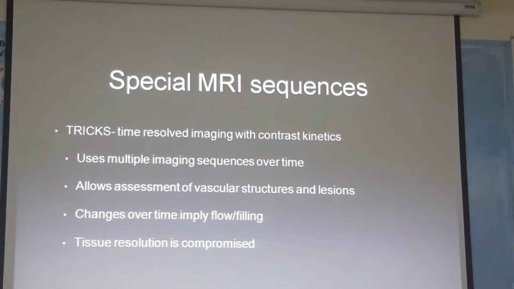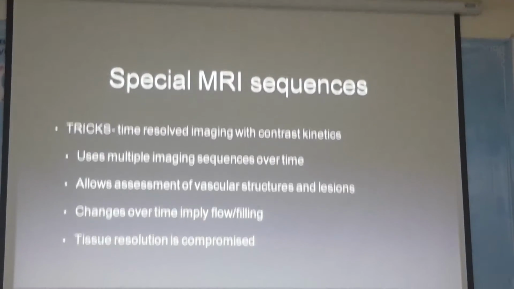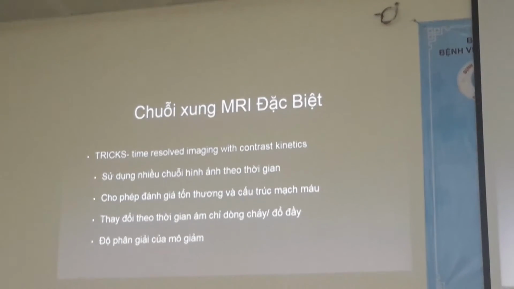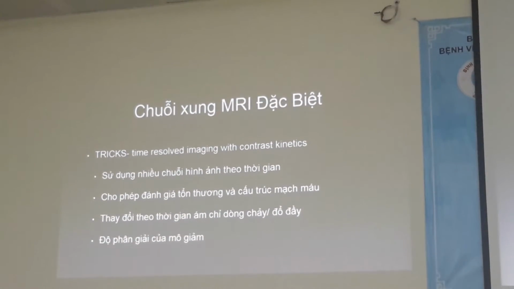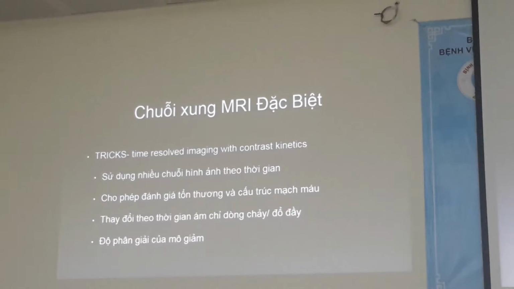So let's talk a little bit about some other sequences that use dynamic imaging. The imaging that I was just telling you about is static imaging. It's taking images of different places, but at one point in time. Another way that you can use MRI or any kind of imaging is to take repeated images of the same place over time and look for changes that might occur there.